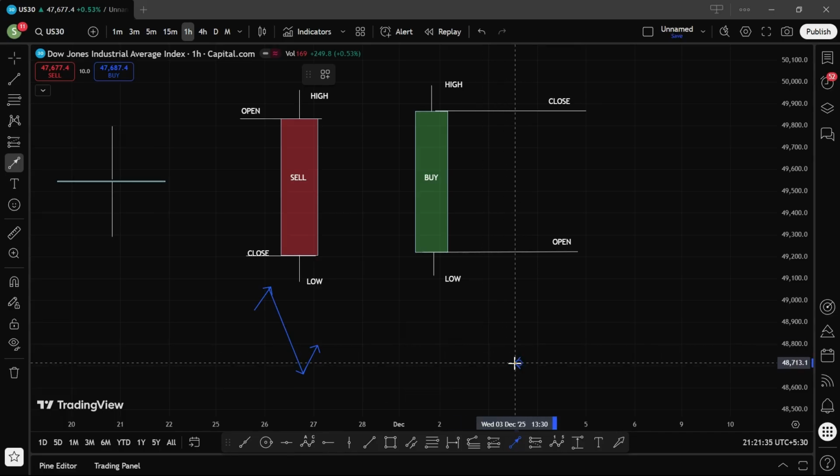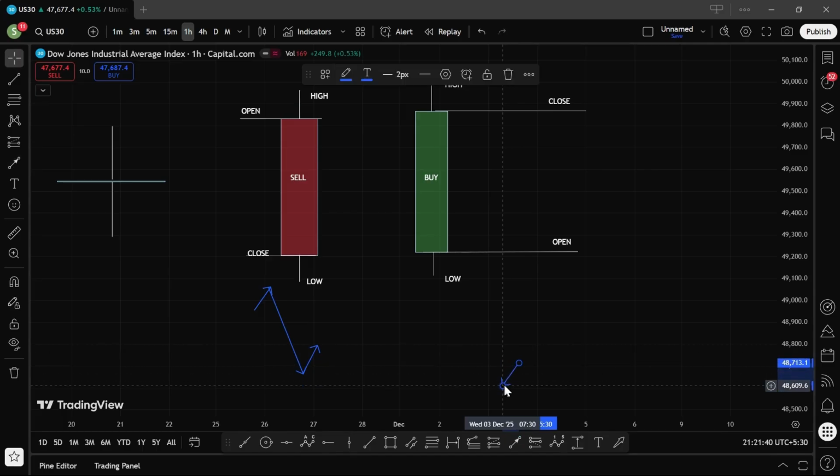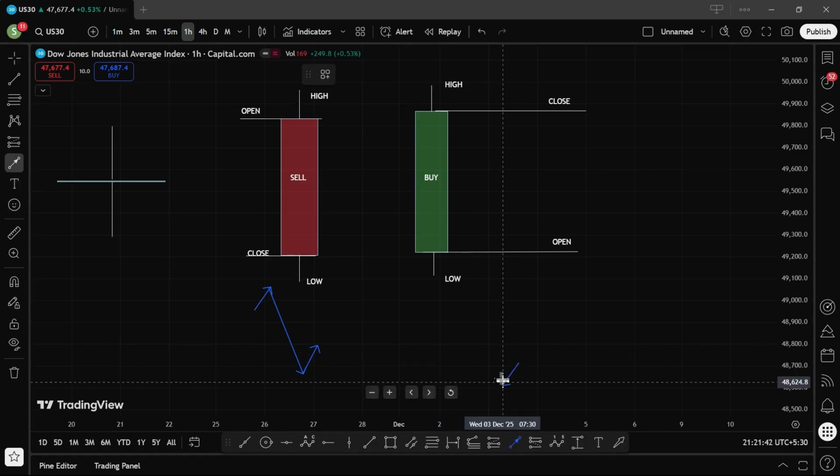Anyways, let's mark the price action for this candle. The candle opened here. It made the low, then it went up.